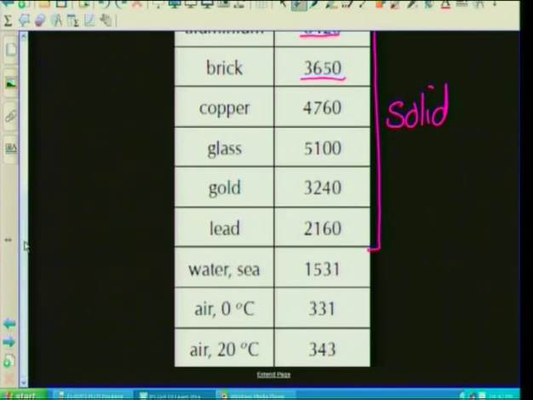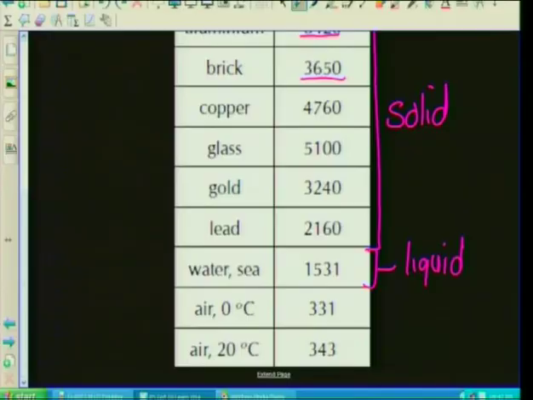Next, we have seawater. In seawater, it travels at 1,531, and it's a liquid. The salt helps there with the density. Then we get to air. Now watch carefully. At 0 degrees Celsius, so when it's really cold, 331. At 20 degrees, which we consider room temperature, 343 meters per second. Look at the difference between a liquid and a solid and a gas as to how quickly the sound travels.